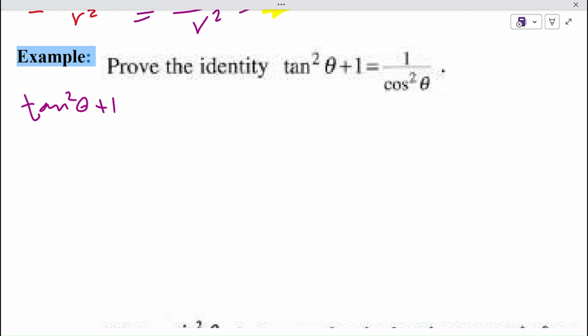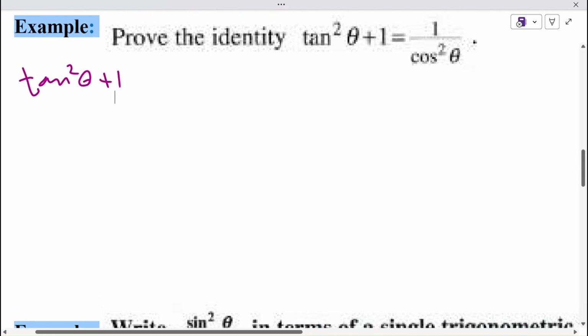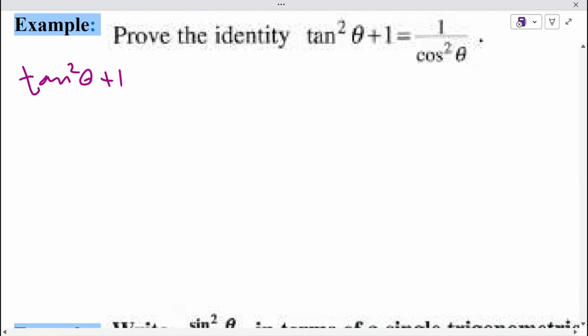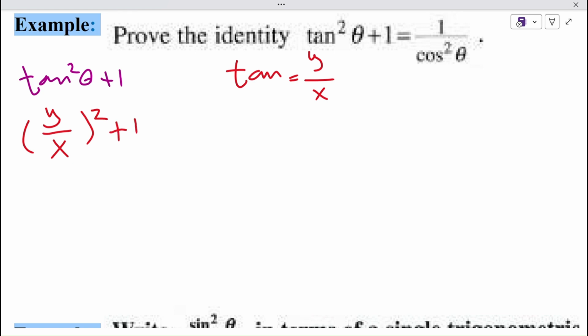Now, guys, we know that tan is equal to what? y over x. We know all this. Okay. Now, tan squared theta, instead of tan, substitute (y over x) squared plus 1. Okay. You can distribute this square into the brackets. This becomes y squared over x squared plus 1.